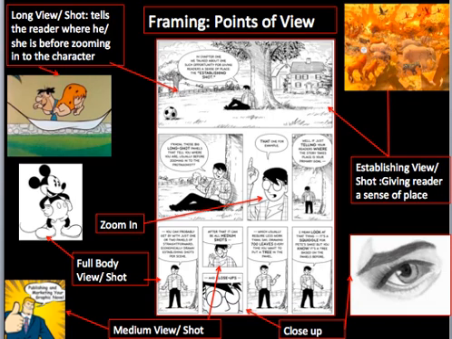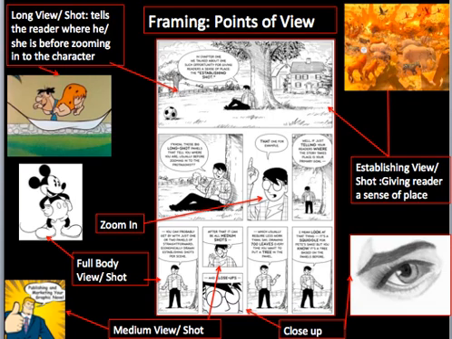An establishing shot is where you have to see more than the character. You have to see where the character is and where they're coming from. Like if they're coming out of a house, or if they're in the water, we need to see some sort of environment.